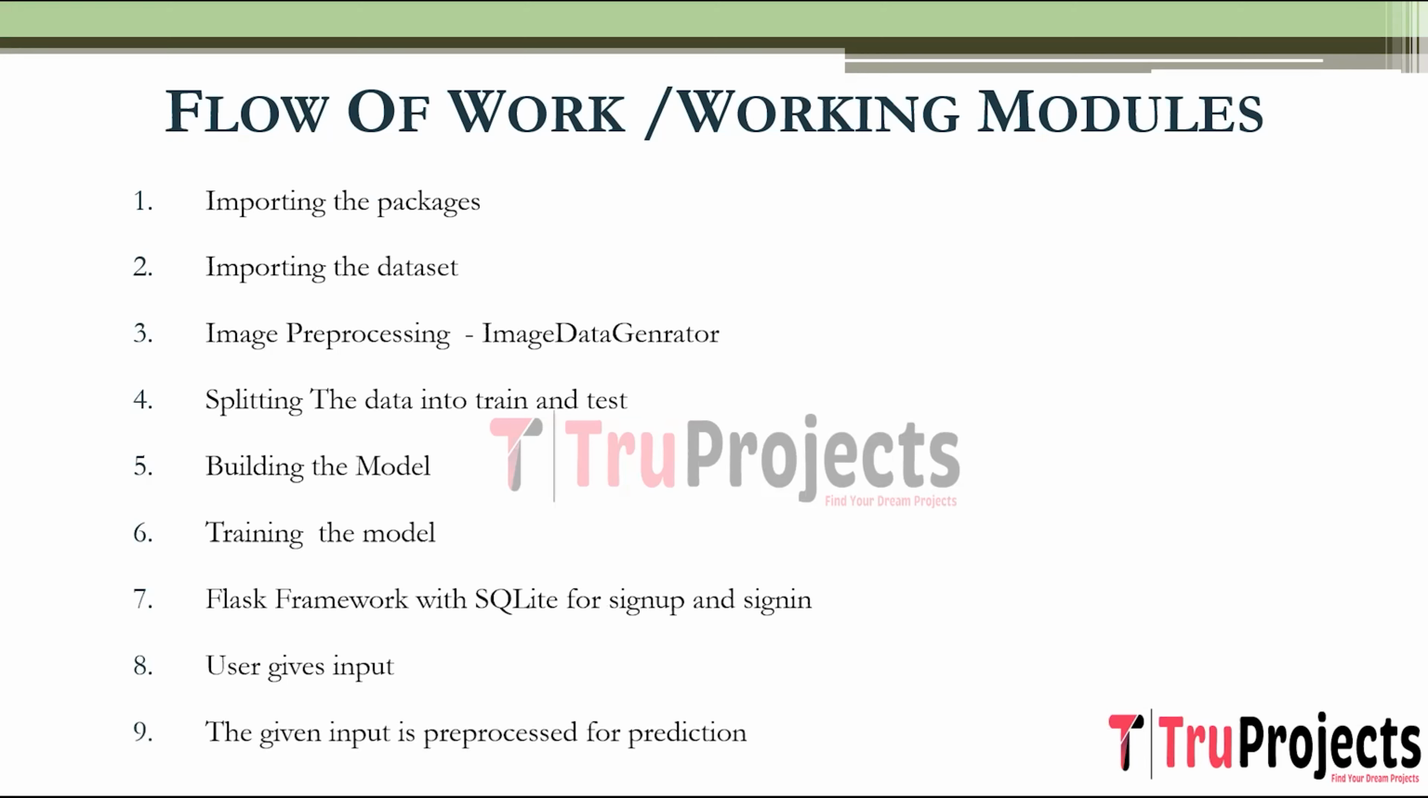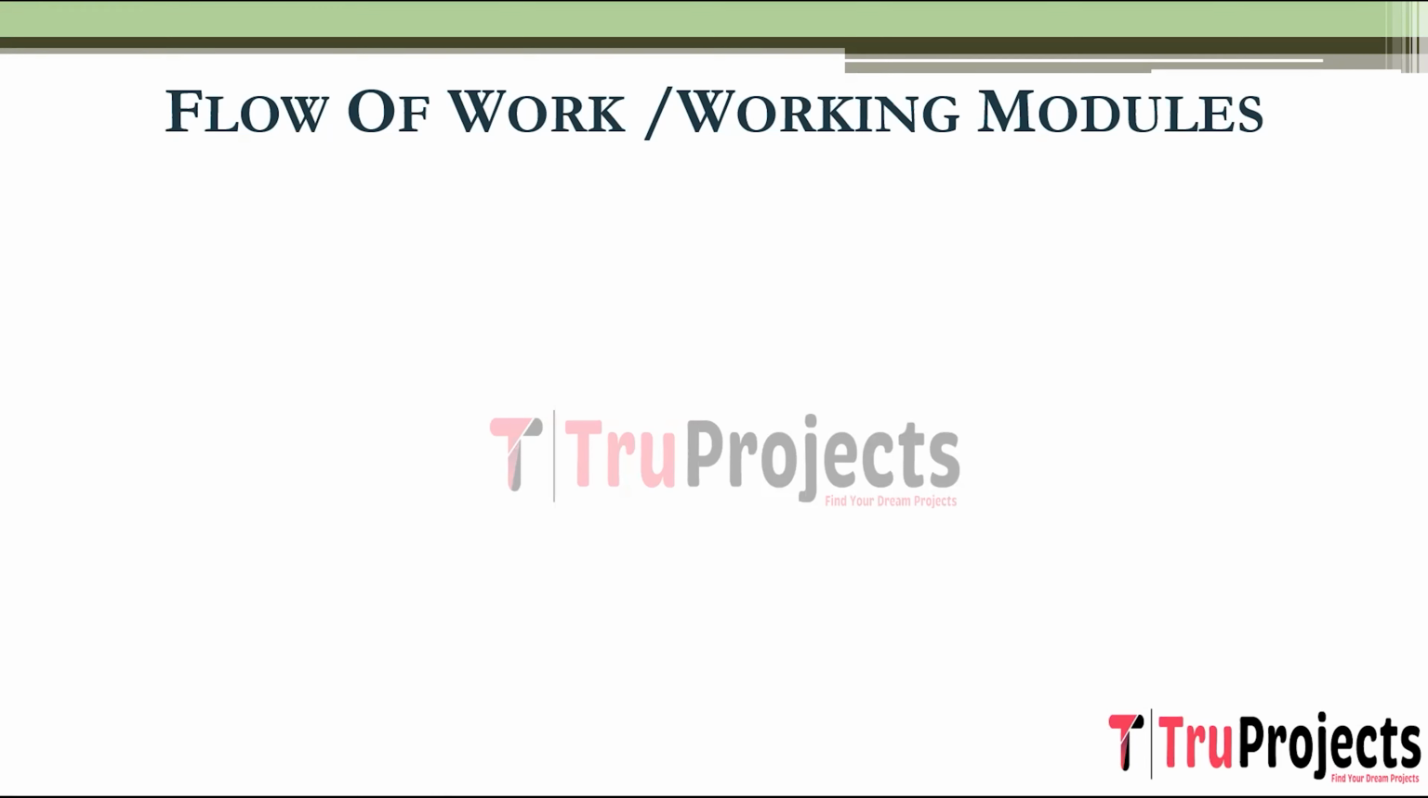The next step is the given input is pre-processed for prediction. The input images undergo pre-processing similar to the training data pre-processing step. This ensures that the images are properly formatted and transformed for compatibility with the trained deep learning model.